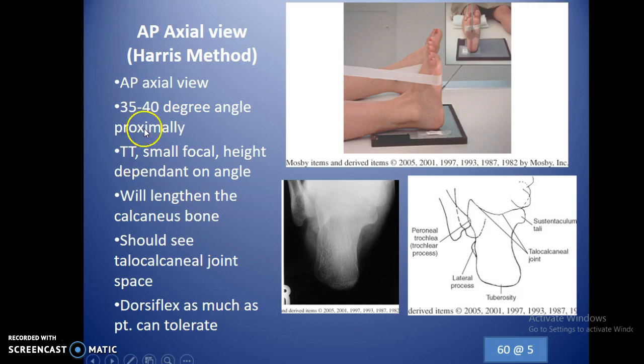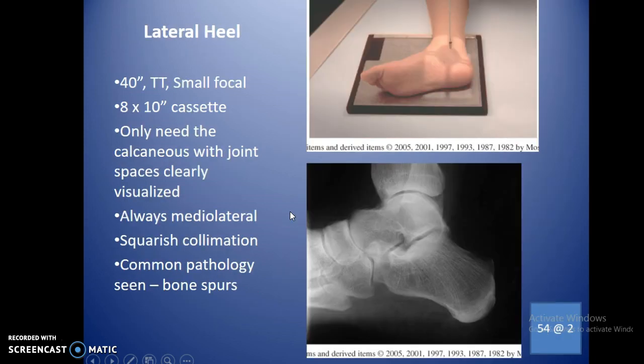Harris view, this is the heel. This is a 35 to 40 degree angle going proximally. This is going to just kind of lengthen out the heel as you see here. So make sure you kind of go over this anatomy. You should see the talocalcaneal joint space pretty well on this.